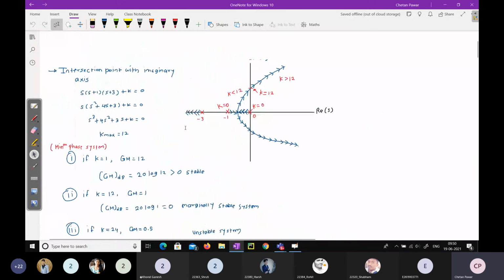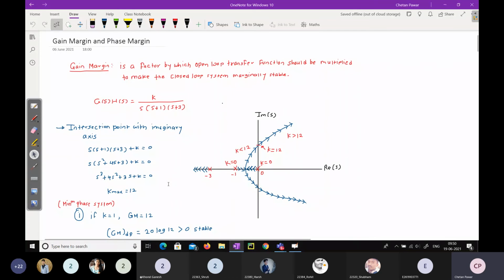The next topic is gain margin and phase margin. Now these concepts are very important when you see the closed loop system stability. What is the meaning of gain margin and what is the meaning of phase margin? We will see that. Let us start with the gain margin. Gain margin is a factor by which the open loop transfer function should be multiplied to make the closed loop system marginally stable. What is the meaning of this?